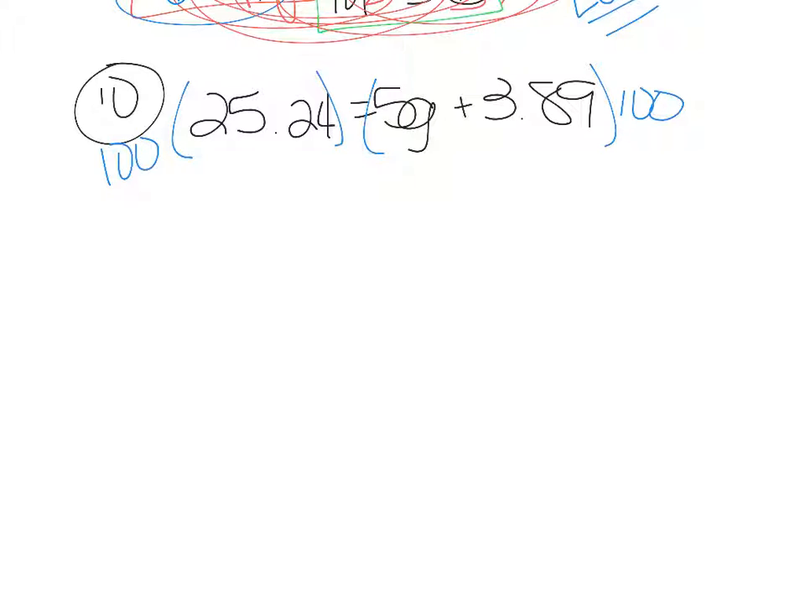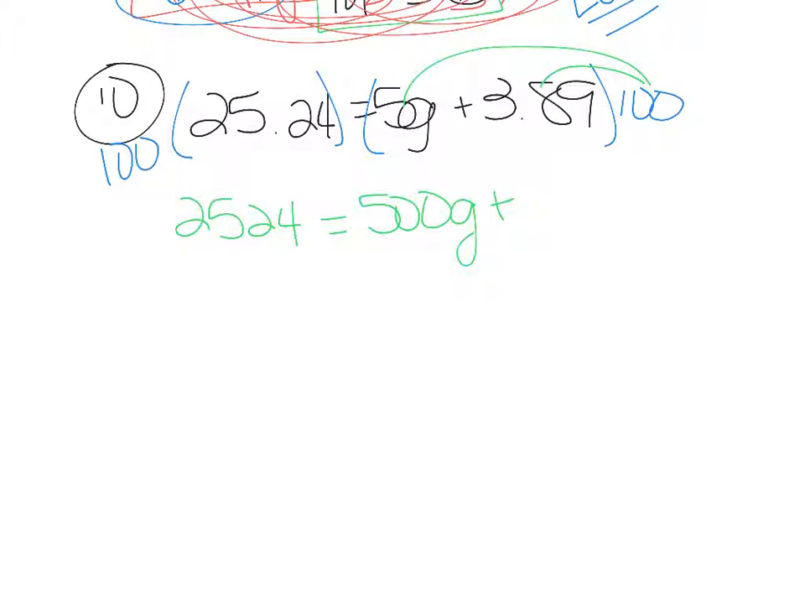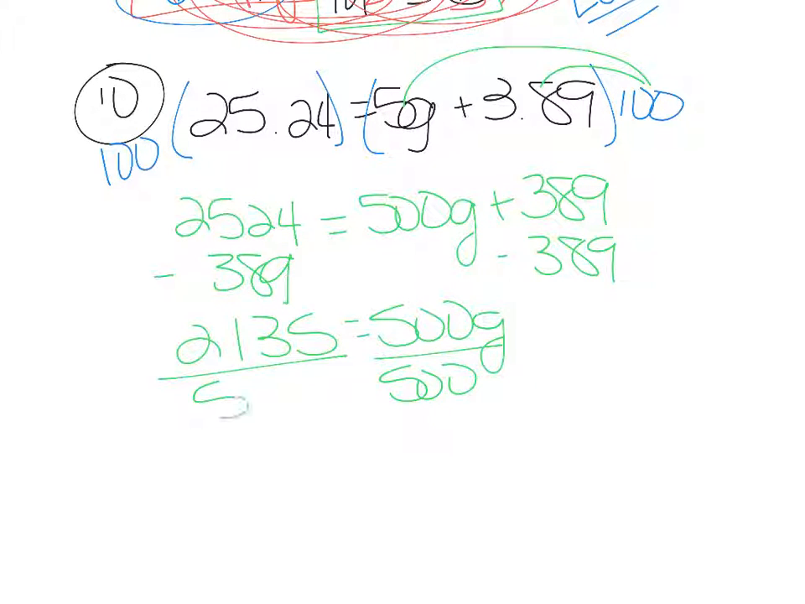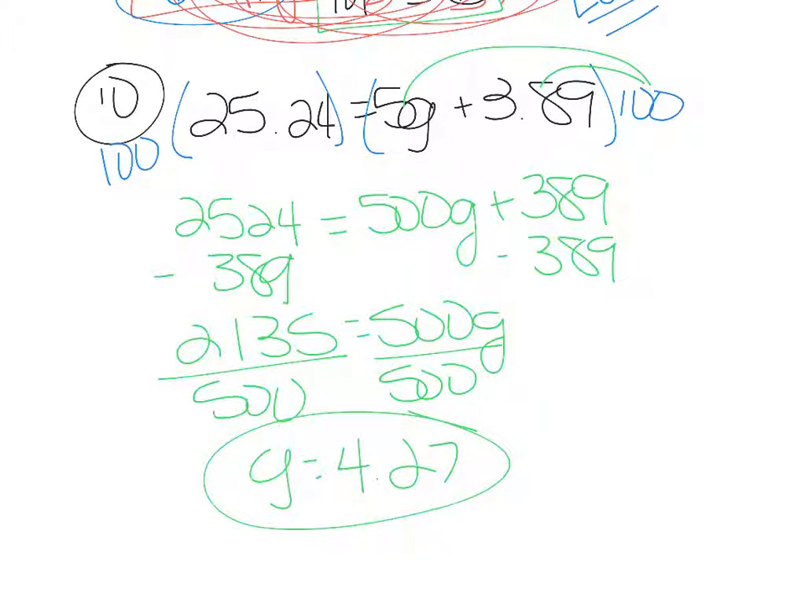So on the left-hand side, 100 times 25.24, that's just going to turn into 2,524. On the right-hand side, remember, even though that 5g doesn't have a decimal, you still have to multiply it by 100 to keep the equation equivalent. So that's going to turn into 500g, and then 3.89 times 100 is going to be 389. And then we can finish solving, subtract 389 from both sides, and we should have 2,135 equals 500g. Divide both sides by 500. And we should get g equals, if you punch that in your calculator, 4.27.